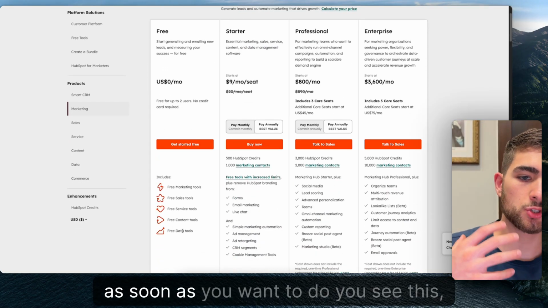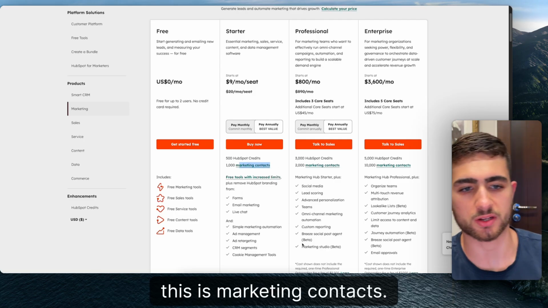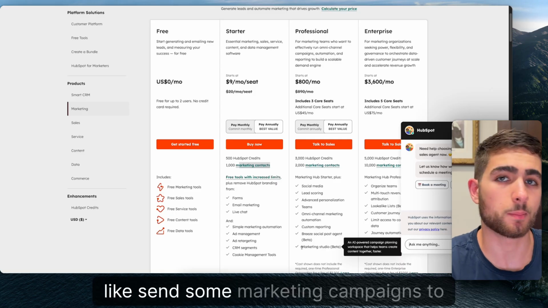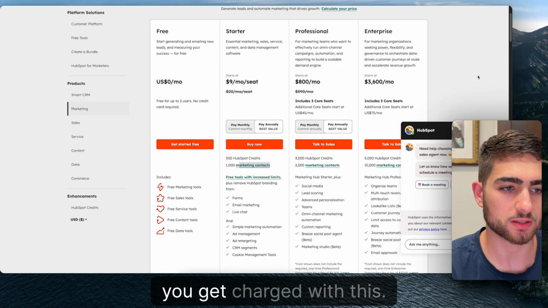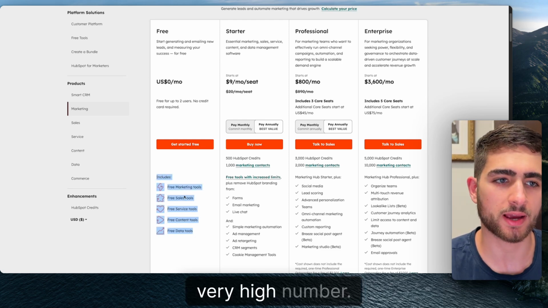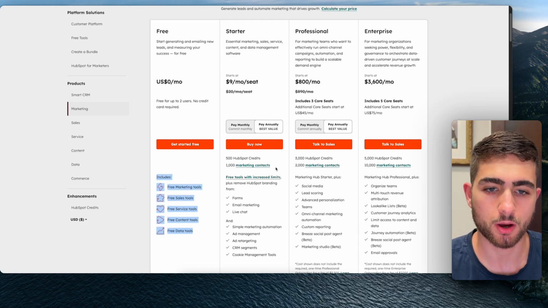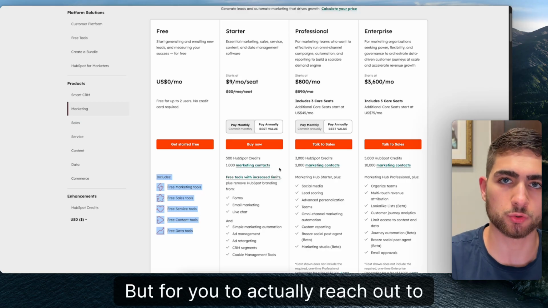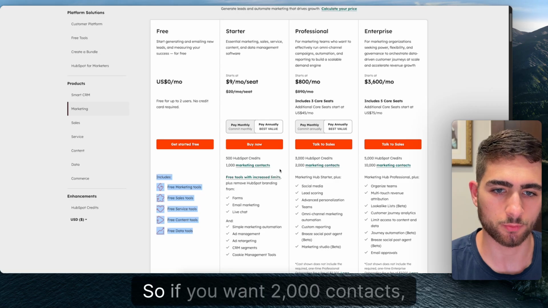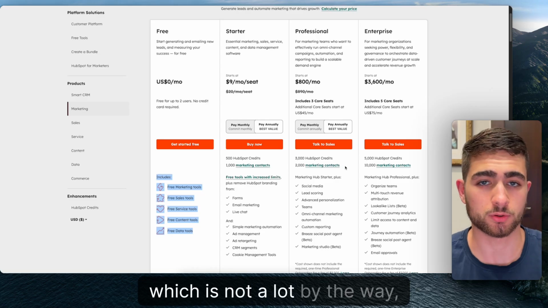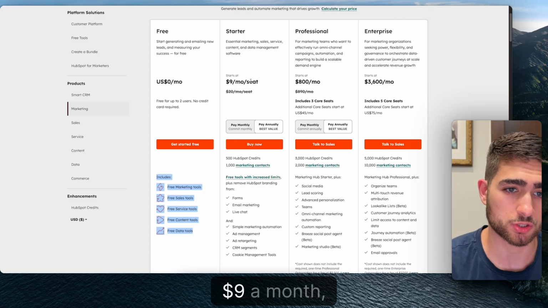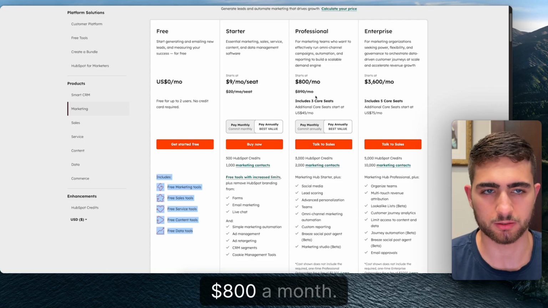However, as soon as you want to, do you see this is marketing contacts? As soon as you want to actually do something in HubSpot, like send some marketing campaigns to people, you get charged with this. So you can store a very high number, I think it's like 1 million contacts. But for you to actually reach out to them via marketing campaigns, you need one of these tiers. So if you want 2,000 contacts, which is not a lot, by the way, then you need to pay $800 a month. So basically, 1,000 contacts, $9 a month, 2,000 contacts, $800 a month.